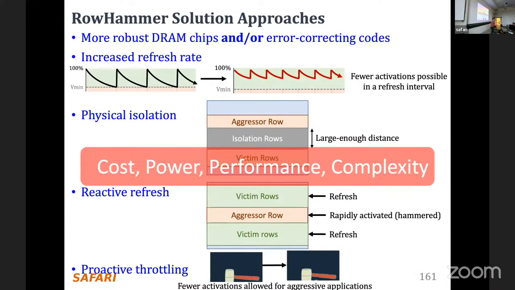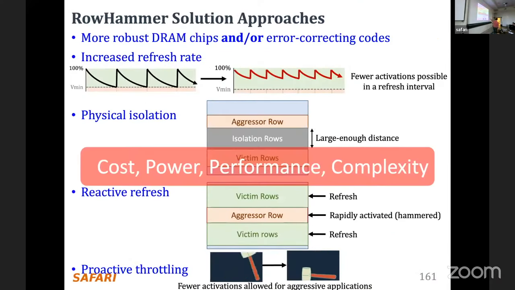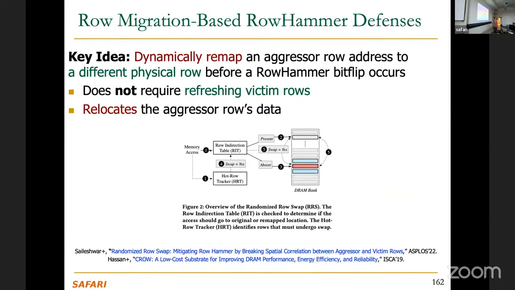Okay, let's take a look at these solution approaches again. So we need to, I think, solve RowHammer in better ways. What else can we do? So people have actually proposed row migration-based RowHammer defenses. That's not included in these solution approaches because there's not enough space in the slide. Somehow we need to reconstruct the slide. But basically, these are migrating rows. This is an interesting approach.